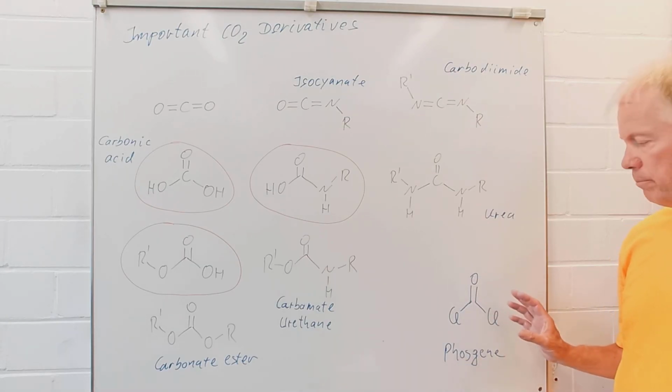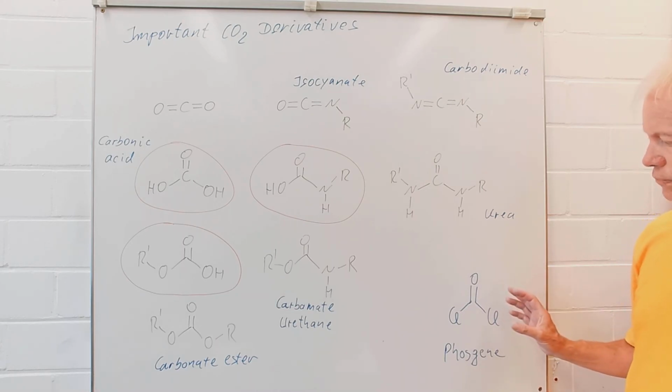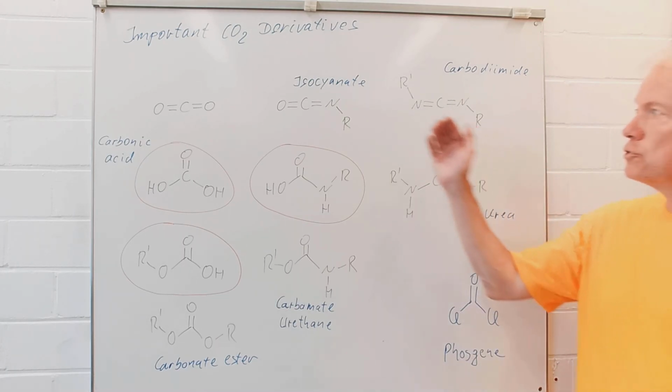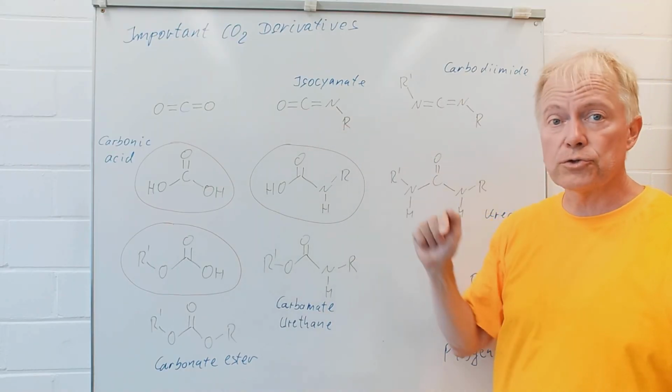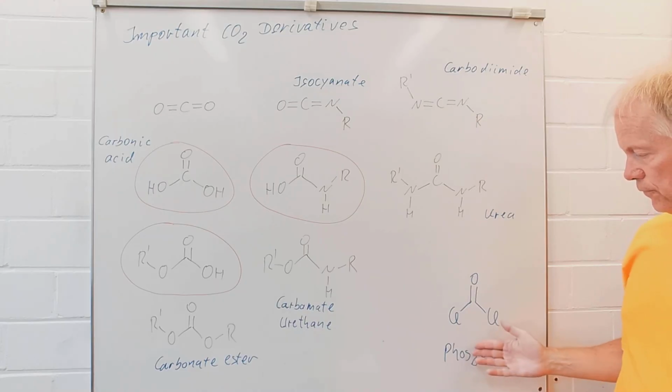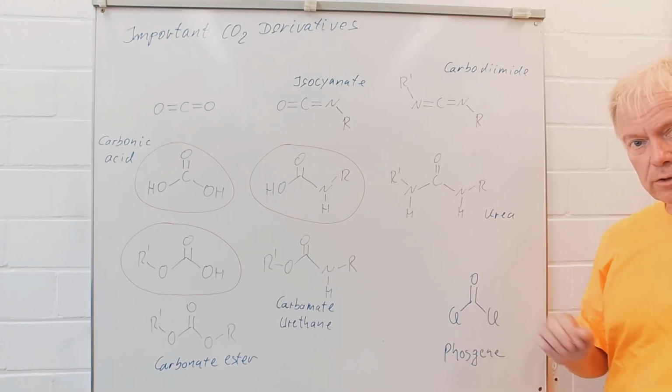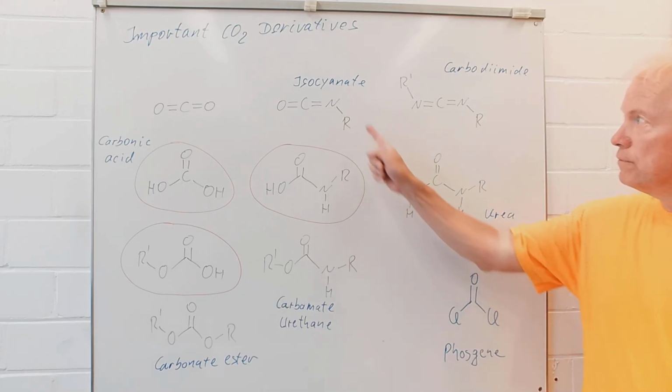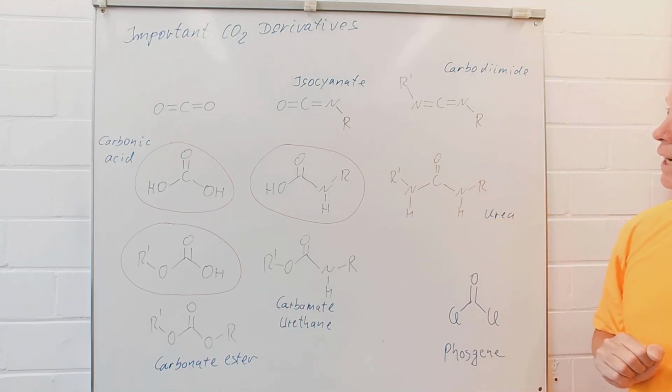Very dangerous compound, but very useful, for instance, for the synthesis of isocyanate. Directly primary amines with phosgene under special reaction conditions will give these important isocyanates.